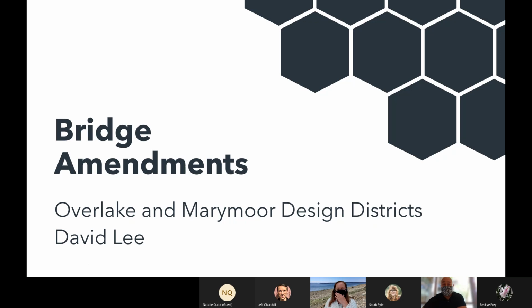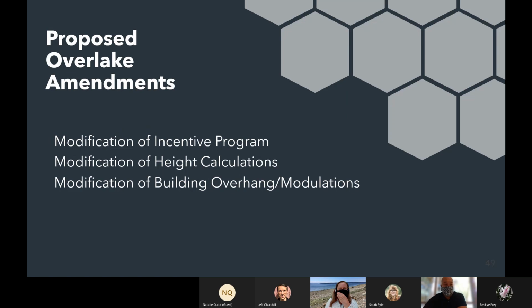Hello, my name is David Lee, planning manager, and I'll be working on the bridge amendments for this upcoming code cycle. The reason we're doing the bridge amendments is it's a preliminary remedial change to the Overlake and Marymoor design districts to allow for development while a more robust review and outreach can occur during the Redmond 2050 project that Jeff had mentioned earlier. The proposed Overlake amendments include modifications to the incentive program, modifications to height calculations, and modifications to the building overhang and modulations that occur over the right-of-way.